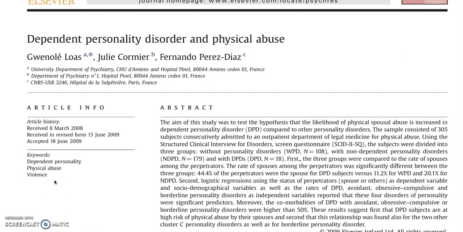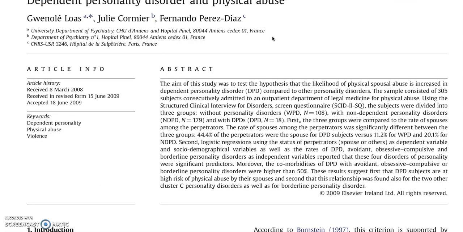Underneath the article history, we have keywords. Keywords are important words in the article that you could use if you were doing a search for an article like this. You could use these words to find this article. And next, we have the abstract of the article. The abstract comes first. It's not considered the body of the article. It's a summary of what's going to be in the body of the article.